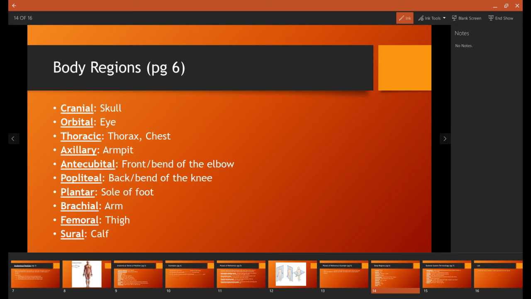The popliteal region is the back of the knee or where it bends. Plantar is going to be the sole or the bottom of the foot. Brachial is going to be the upper arm, so above the elbow, kind of where the bicep is found. That's called your brachial region. The femoral region is where the thigh is. And then the sural is going to be the calf region.